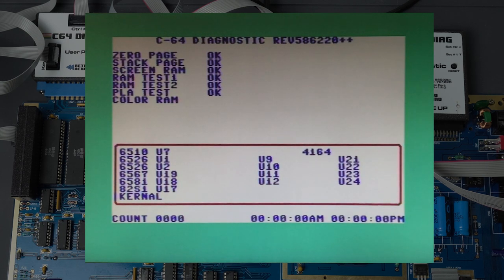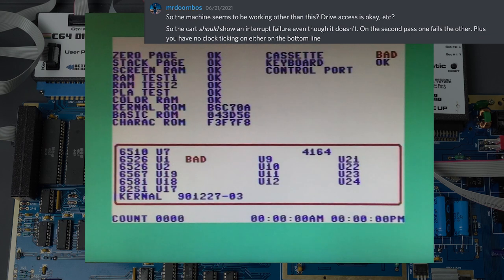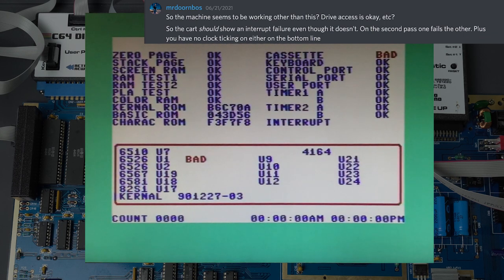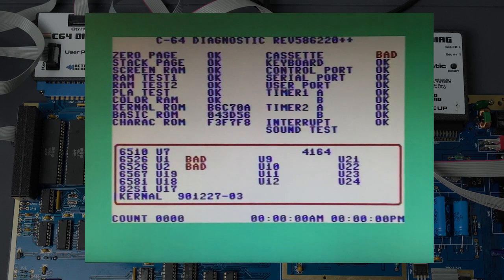Don't feel bad if you're not seeing it. I didn't at first, until Michael Dornboss pointed it out to me on the Discord server after seeing the screenshots of this test. The running time at the bottom of the screen is always zero. I totally didn't catch that. Actually, I didn't realize that on a working C64, that time moves forward, but it does. So that is a great starting point.